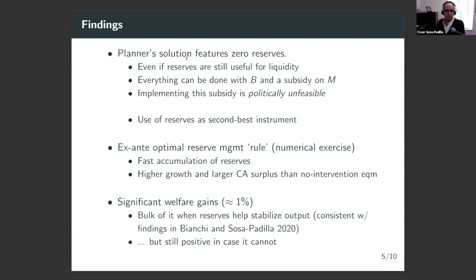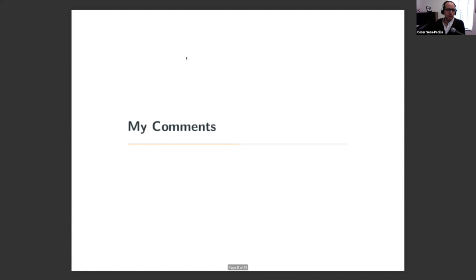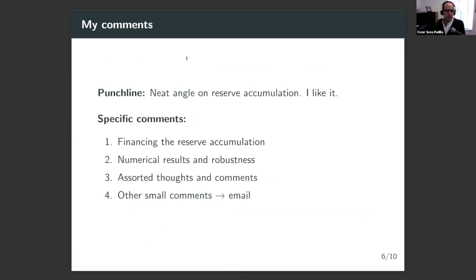Okay, so that's sort of a broad summary and some comments along the way. I think it's a neat angle on the topic of reserve accumulation. I haven't thought a lot about it in particular, so I kind of liked it. I have some specific comments, some smaller comments that maybe I'll send by email.